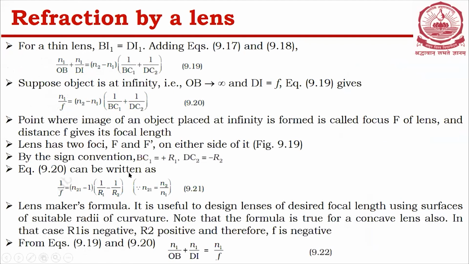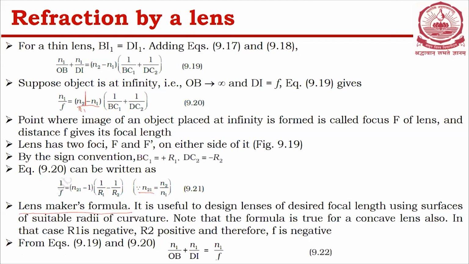After substituting the sign convention for the radius of curvature and the relative refractive index, I can write the lens maker's equation, that is 1 by f is equal to n21. How do I get n21? I am just dividing by n1, n2 by n1 and n1 by n1. So n2 by n1 is nothing but n21, the refractive index of the second medium with respect to the first, minus 1, into (1 by R1 minus 1 by R2). This is your lens maker's formula.